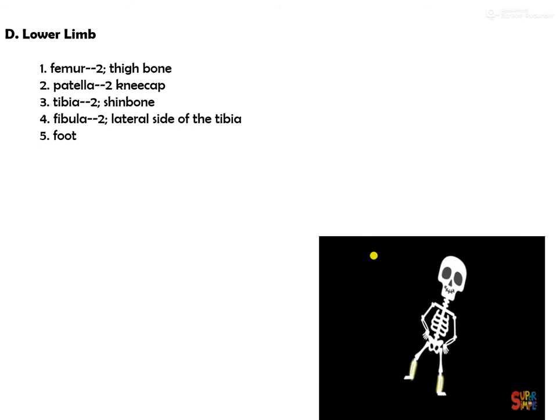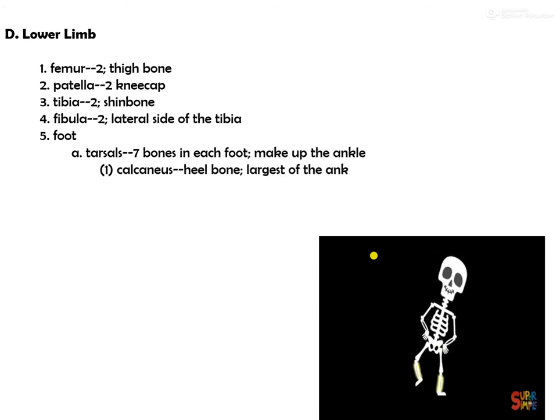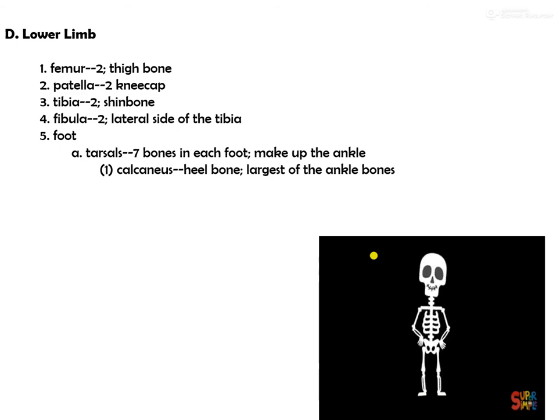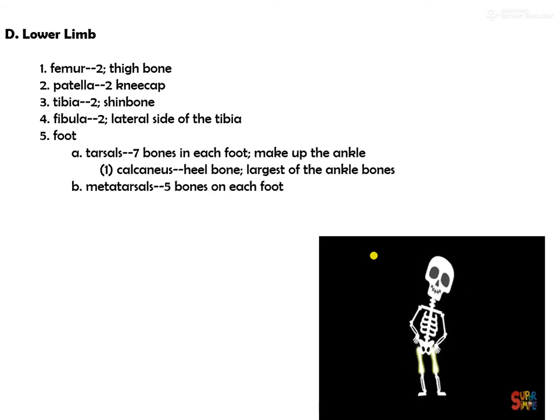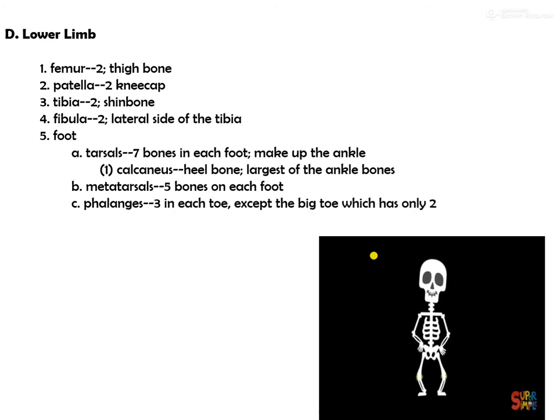Next one is the feet. Feet contain the tarsals, metatarsals, and the phalanges. The tarsals, which contain 7 bones in each foot, make up the ankle. First one is the calcaneus, which is the heel bone, the largest of the ankle bones. Second one, metatarsals, contain 5 bones in each foot. Next one is phalanges, 3 in each toe, except the big toe, which has only 2.